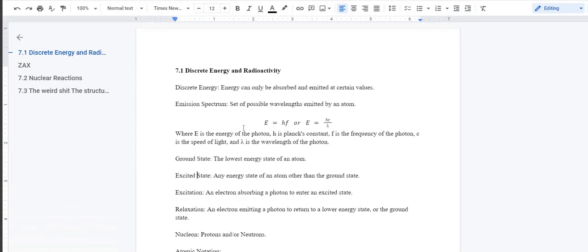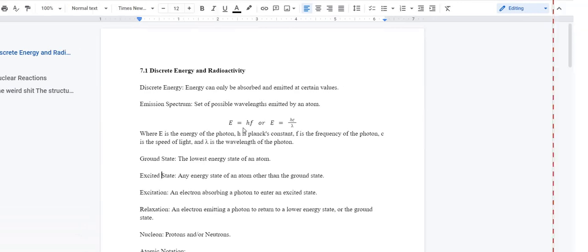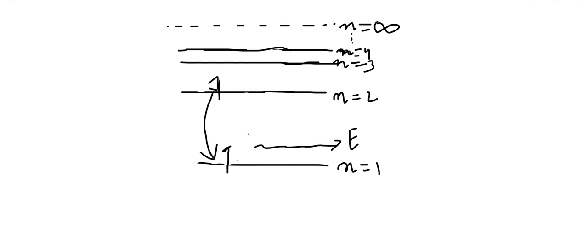So now, what is an emission spectrum? An emission spectrum is essentially all the possible wavelengths that are emitted by an atom. Like we talked about, photons gaining or losing energy to transition between excited states, we also found out that that energy is discrete, that we can only transition between certain energy states. So we can go from n equals 1 to n equals 2, n equals 2 to n equals 1, n equals 2 to n equals 4, and so on.